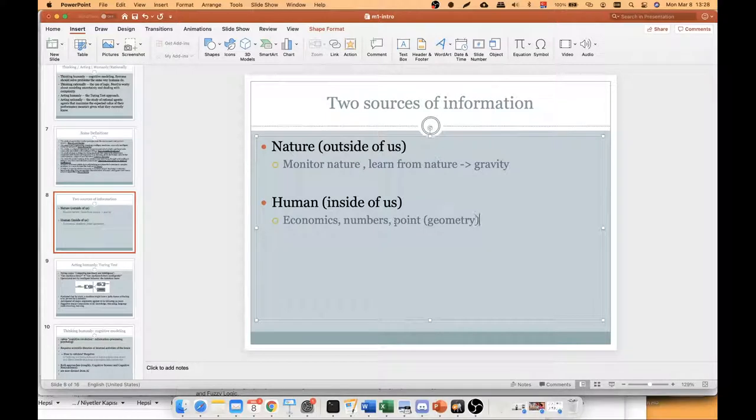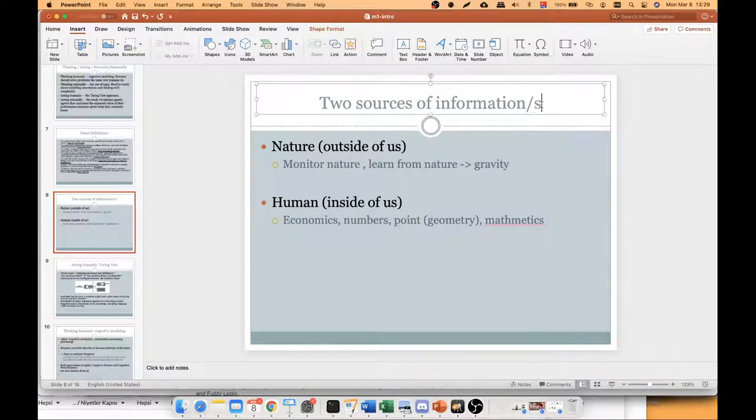So a point is something dimensionless. From the elementary classes, perhaps you are aware of these geometric objects, and a point is something dimensionless, and you can never see something like this in real life, but we can imagine it, we can build something over it. Okay, so for example, numbers, mathematics, all these things are coming from the inside of the human.